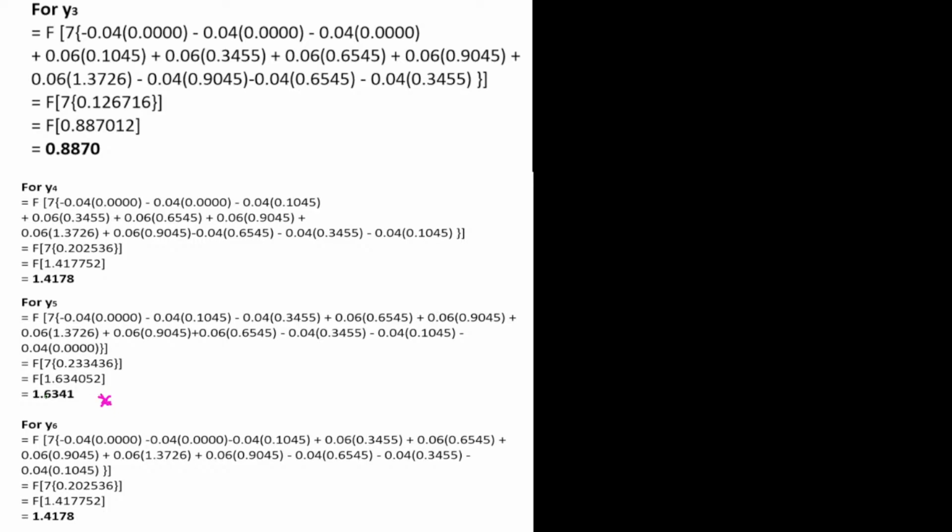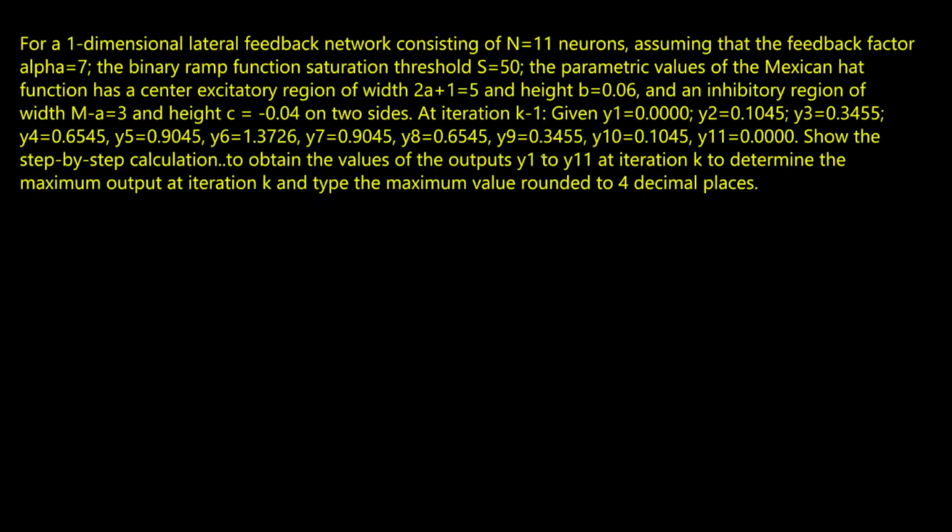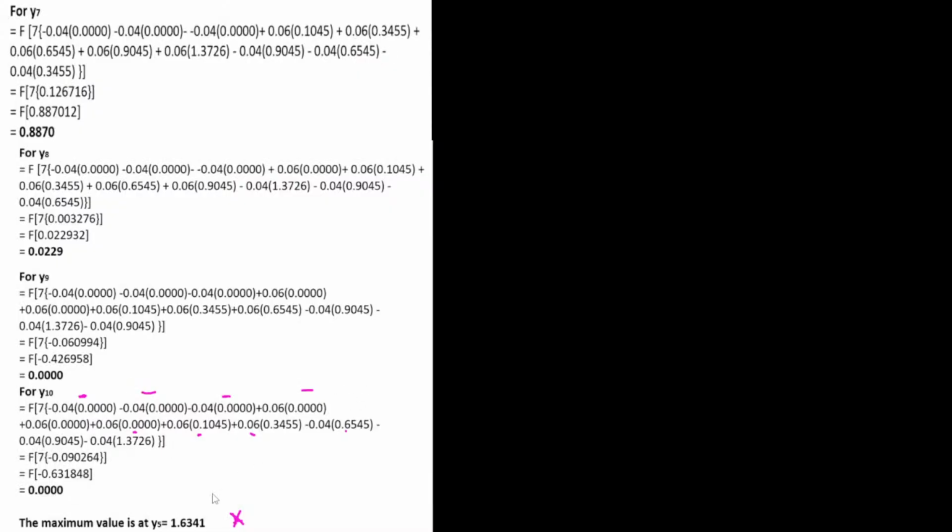Okay, I have to see if I'm getting anything higher than this. As you can see, 7, 8, everything is smaller than this, so that's why we chose the highest value, because the question is requiring us to determine the maximum output at the iteration, the maximum value rounded to 4 decimal places, and the answer is this one. The maximum value at 5.5 is equal to 1.6341. And that's how we do this kind of problem.